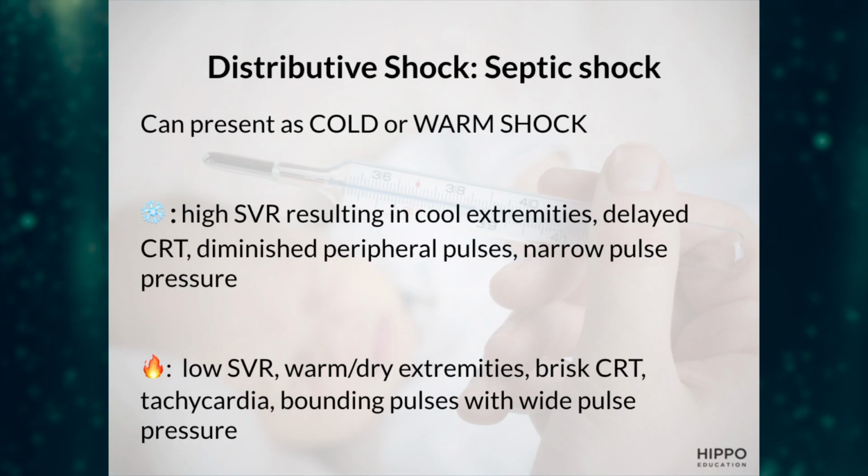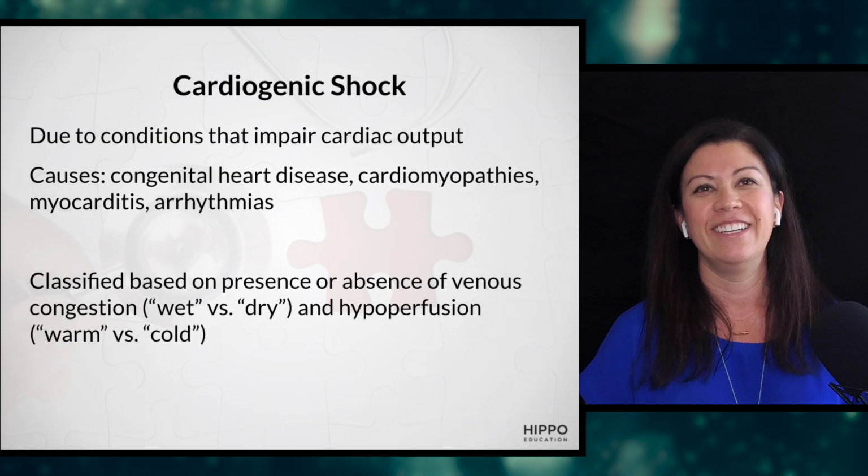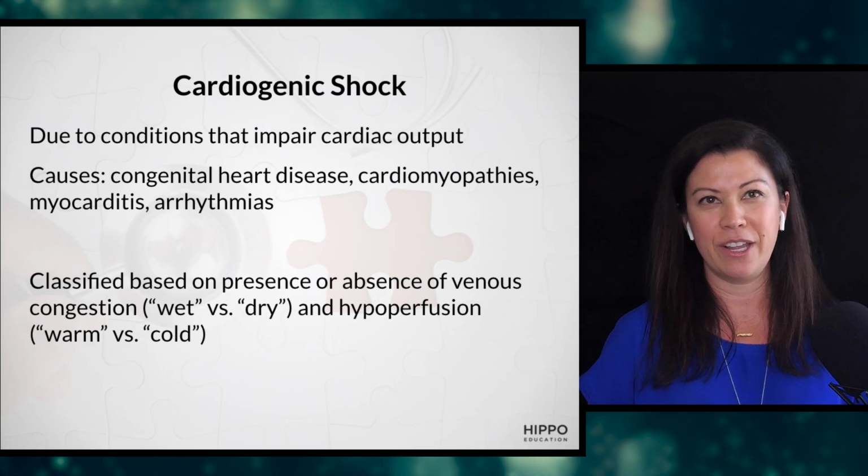Moving on to warm shock. So you, de Klerk, have a low systemic vascular resistance. You have warm, dry extremities. You're hot, right? You have brisk cap refills, you're tachycardic, you have bounding pulses with wide pulse pressure. It's like Robbo's pulse when he sees me. That's right. Bounding, tachycardic.